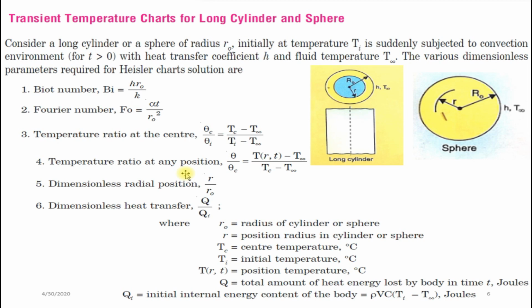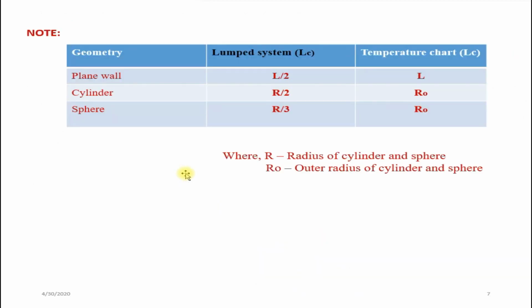Okay, now we will see the main important note. I have already told in the last slide, if you take plane wall, cylinder and sphere as the geometry, in a lumped system the characteristic length is taken as L by 2, R by 2 for the cylinder, and R by 3 for the sphere. In the temperature chart method or graphical method, we have to use a plane wall having thickness 2L, because for infinite solids we have to use the temperature chart method to solve the problem.